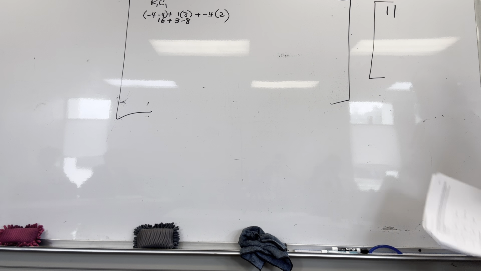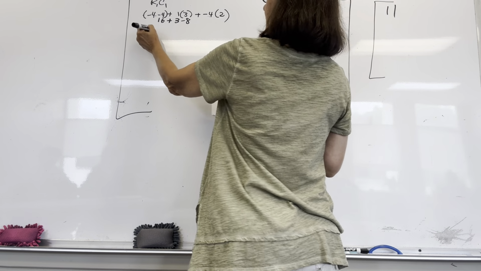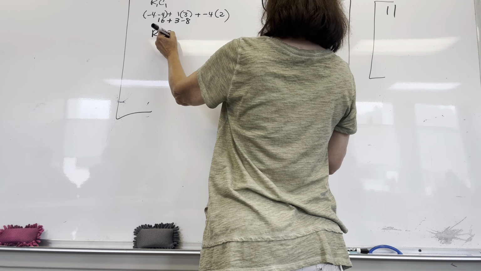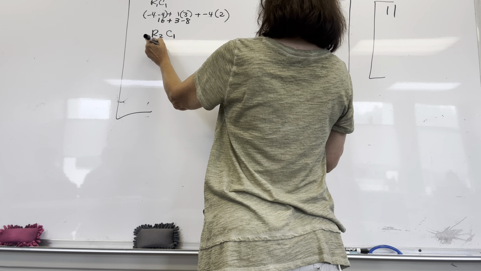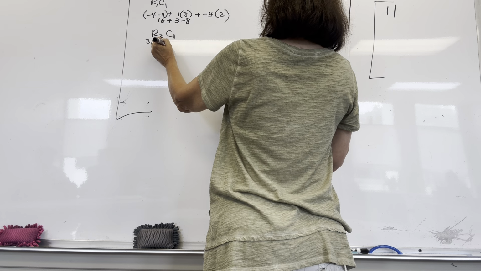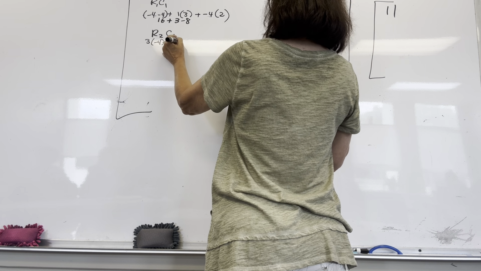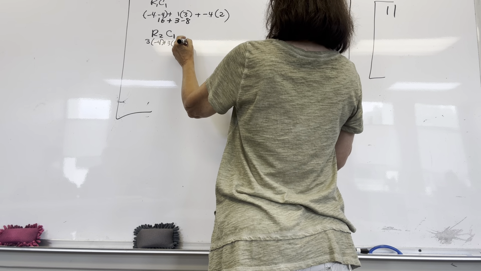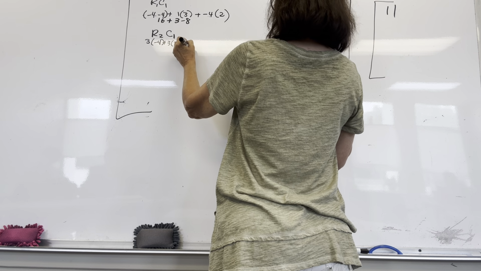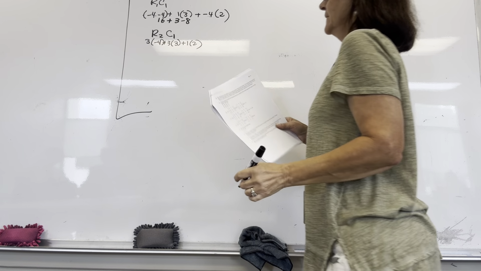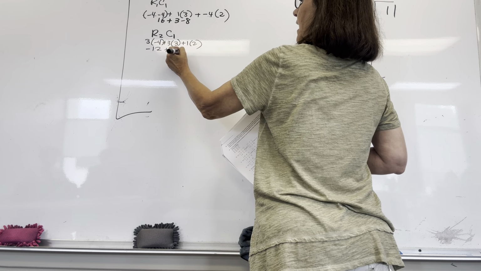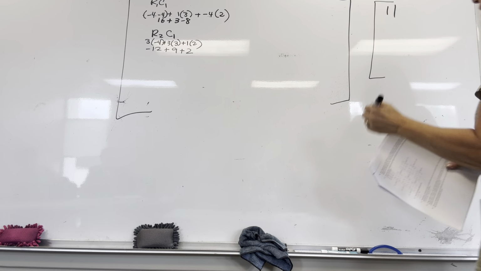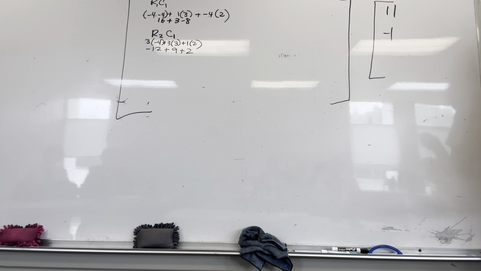And then below that, row 2, column 1. This would be row 2, still column 1. So it's 3 times -4 plus 3 times 3 plus 1 times 2, which is -12 plus 9 plus 2, so that's -1. Make sense?